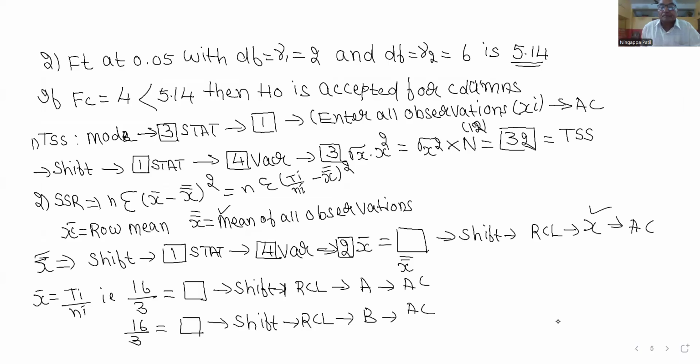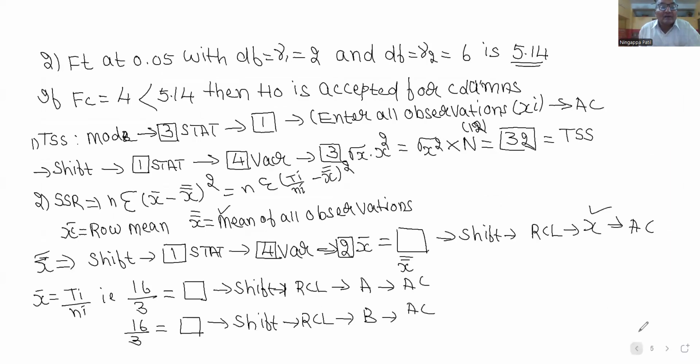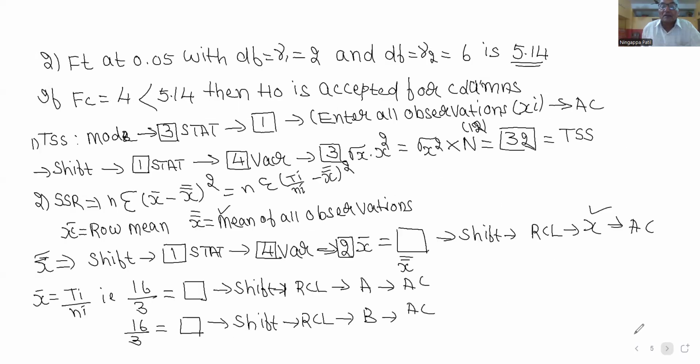And similarly here, FT at 0.05 with the degrees of freedom 2 and 6. Look here, 2 and 6. Same, 2 and 6. From the table you are getting 5.42. You compare this value with FC. FC you are getting 4. Look here, 4 is smaller than this. Then H0 is accepted for the columns.